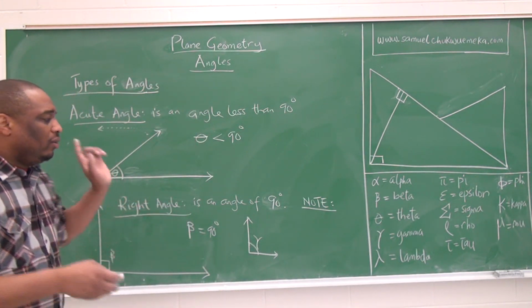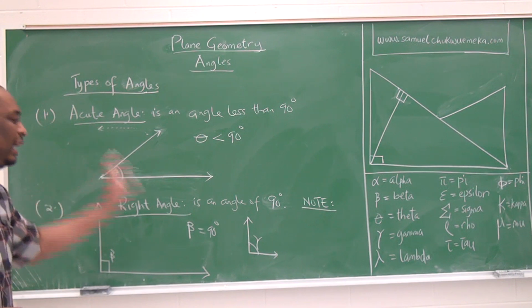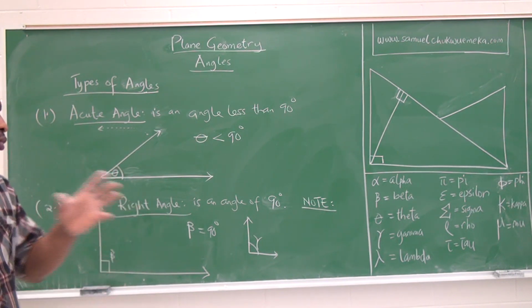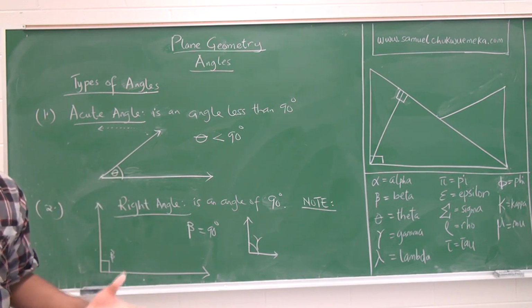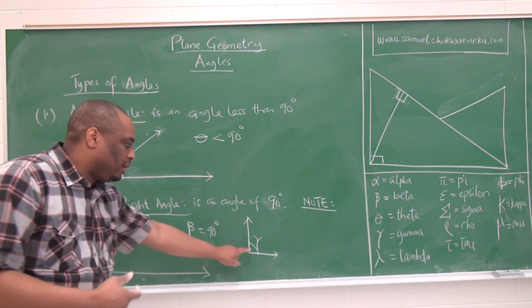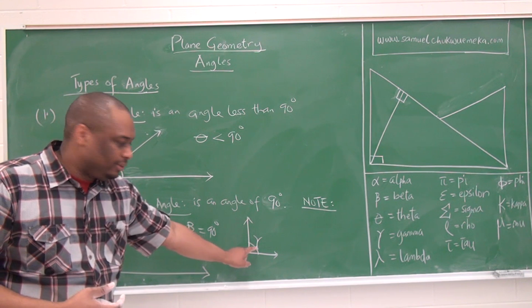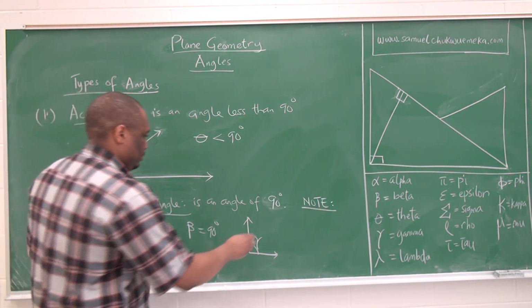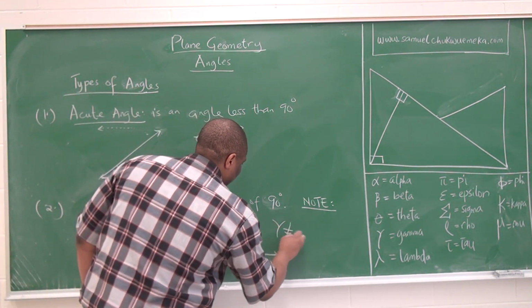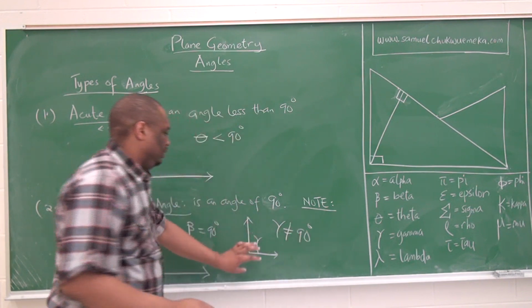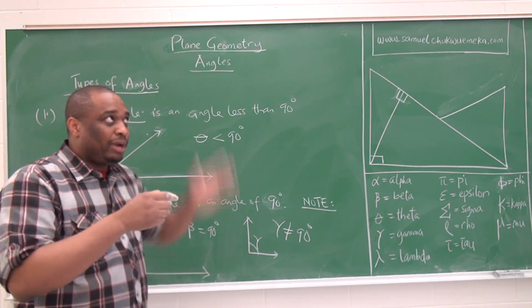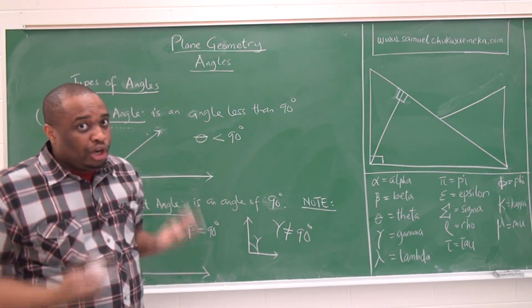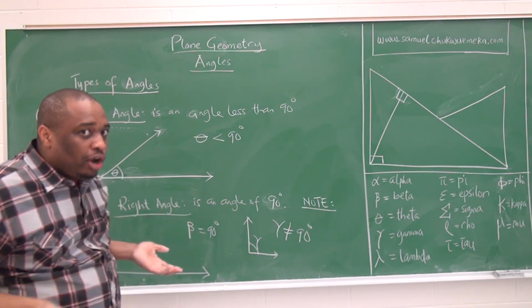So you see, what I was saying here is that if you are not told in the question that it is 90 degrees, and you did not see any small rectangle box inside here, it is not 90 degrees. Lambda is not 90 degrees. So you see what I did here? It may look straight vertical and straight horizontal, but you're not told.